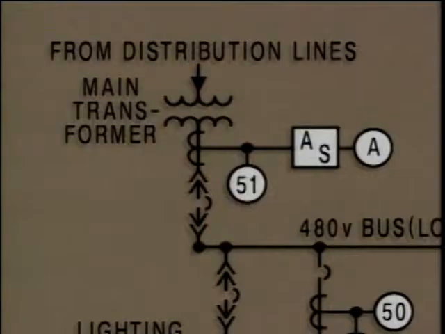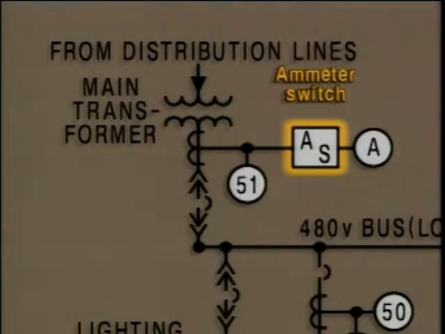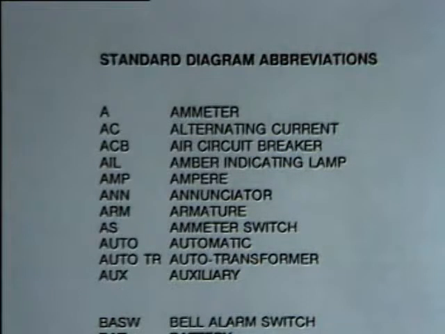In many cases, electrical components are represented by circles or boxes that contain numbers or letters. For example, a circle labeled A represents an ammeter, a device that measures the flow of electric current, and a box labeled AS represents an ammeter switch. The switch is used to open or close a circuit to the ammeter. These and other abbreviations used on electrical diagrams can be found in a standard diagram abbreviations table.